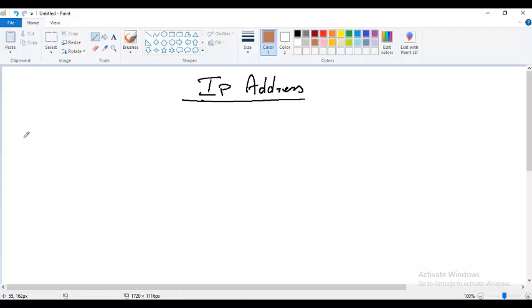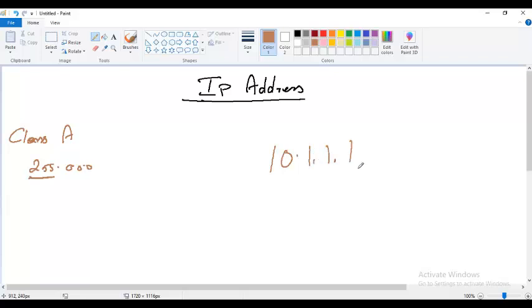For example, if it is class A, we say subnet mask is 255.0.0.0. What does that exactly mean? It means that out of 32 bits, the first 8 bits, all 8 bits are given for networking. That's the meaning of it. It is telling how many bits is network.